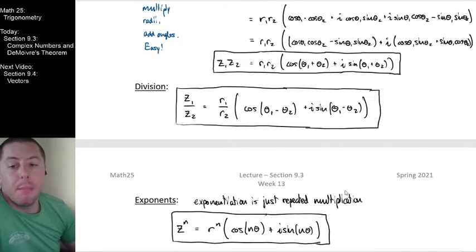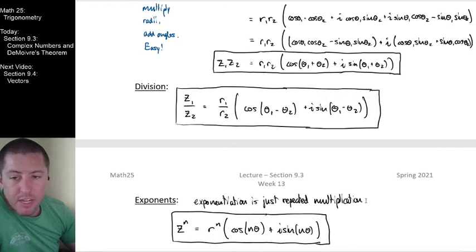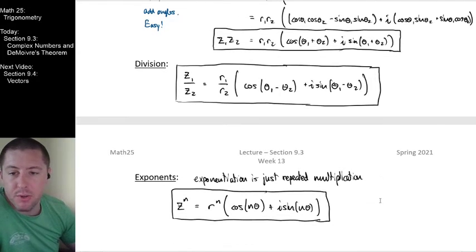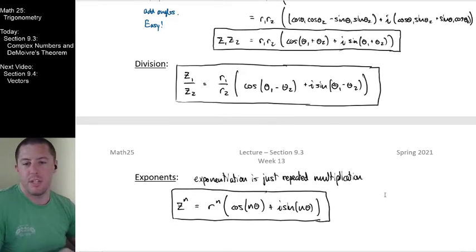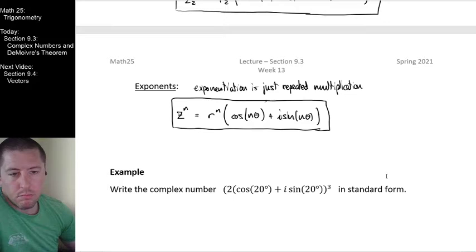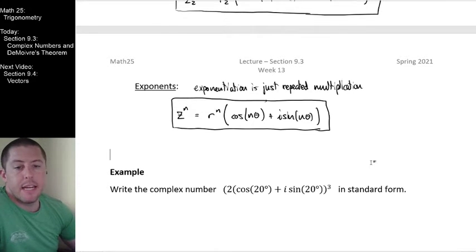Polar is nicer because complex numbers describe rotation, and so does polar form, right? X and Y are not as helpful to us here because imaginary numbers don't tell me about perpendicular motion. They tell me about rotation. So let's go ahead and see an example of this.